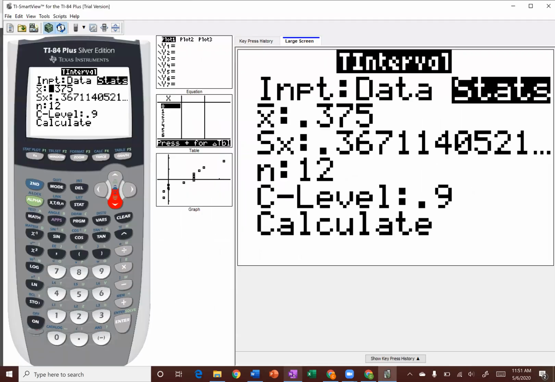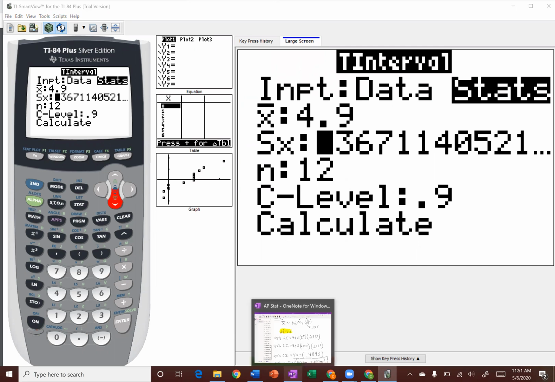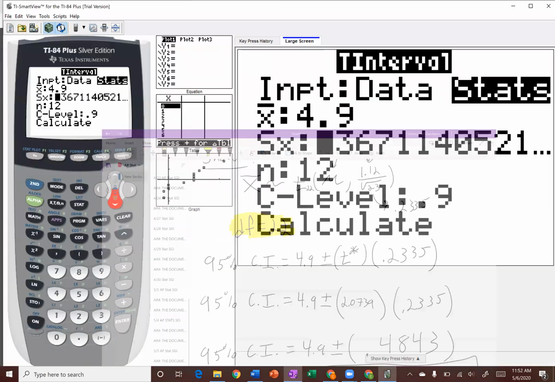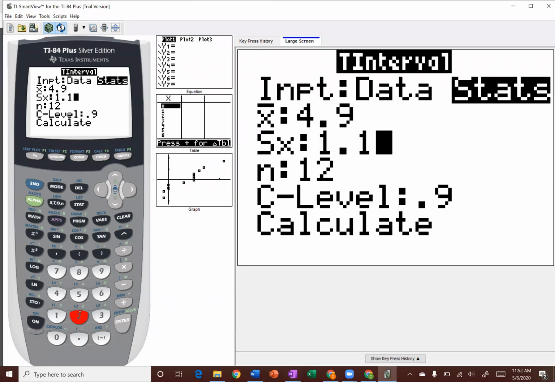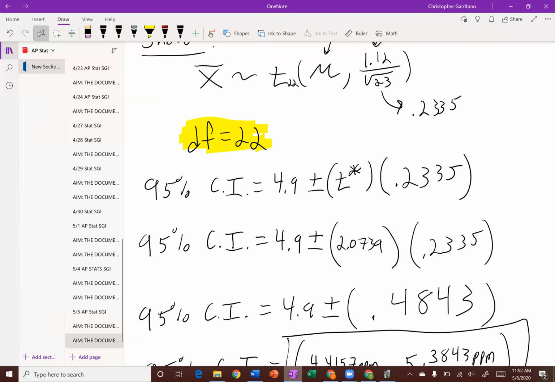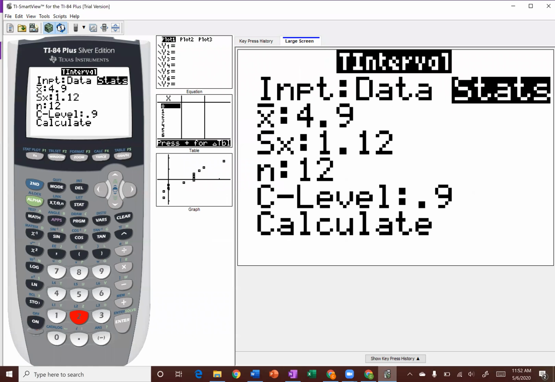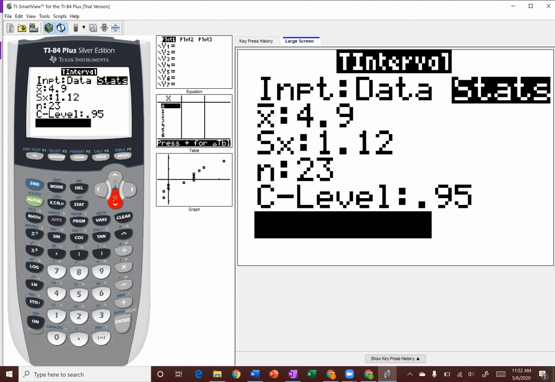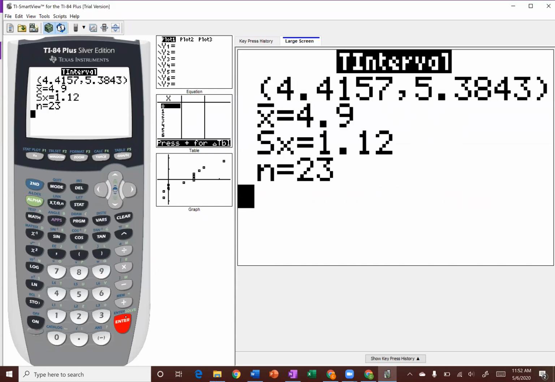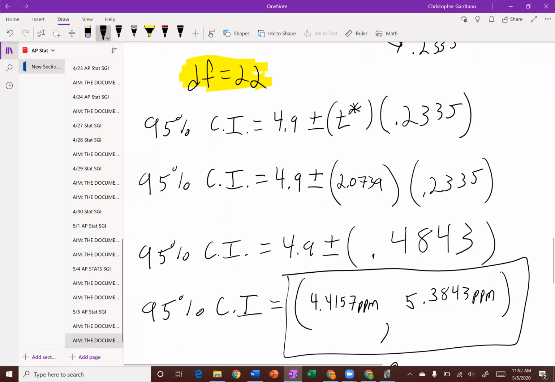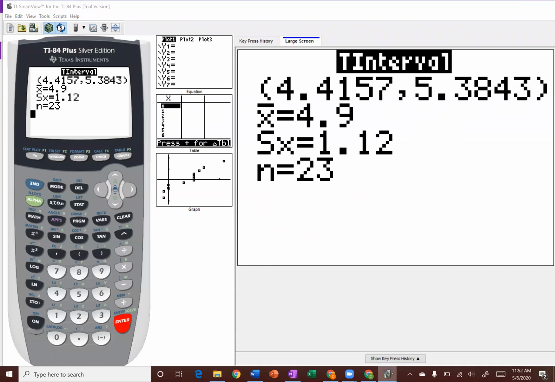Remember, my X bar was 4.9. My sample standard deviation is 1.12. Notice I'm not typing in the standard error that we calculated. I'm not typing in 0.2335 here. I'm typing in the sample standard deviation. They will calculate the standard error for you. Sample size was 23, and our confidence level is 0.95. Calculate. And it gives you your confidence interval. And as you can see, that answer is pretty much spot on with what we have. Yeah, it's identical.